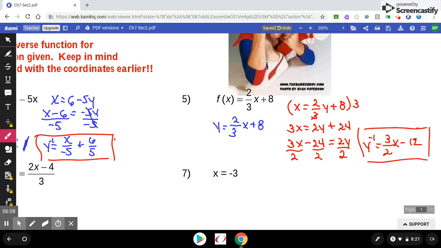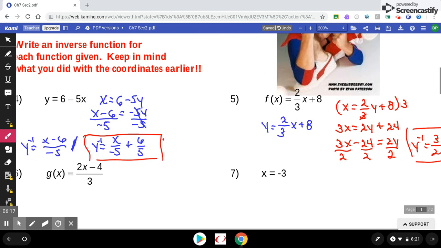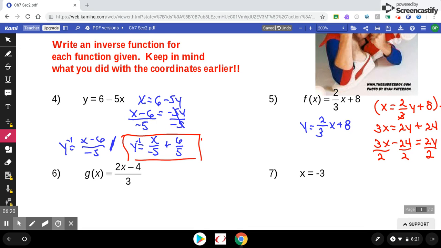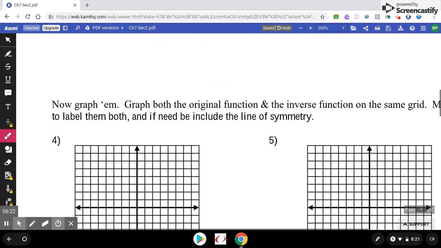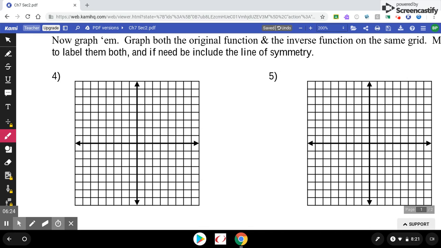Okay, now in the interest of time here, I'm going to skip down to the bottom and graph these two, and then we'll come back and do the other two with part 2 video. So to give you an idea how to do some graphs. So number 4, original problem is y equals 6 minus 5x.